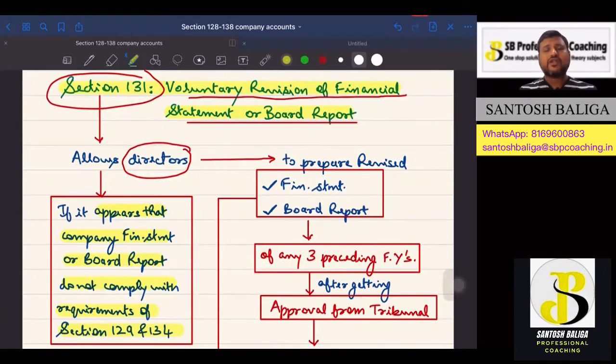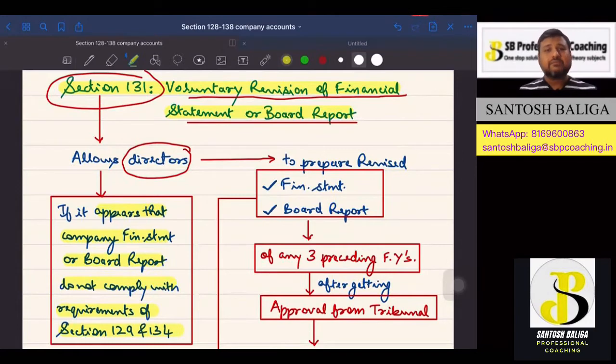So if at any point of time the board of directors come to a conclusion that the company's financial statement is not as per section 129 and the director's report, that is the board report, is not in compliance with section 134, then the directors have an opportunity to correct the same. That opportunity is in the form of a voluntary revision. Now, when we speak about voluntary revision, does it mean that directors can revise the financial statement or board report at any point of time?